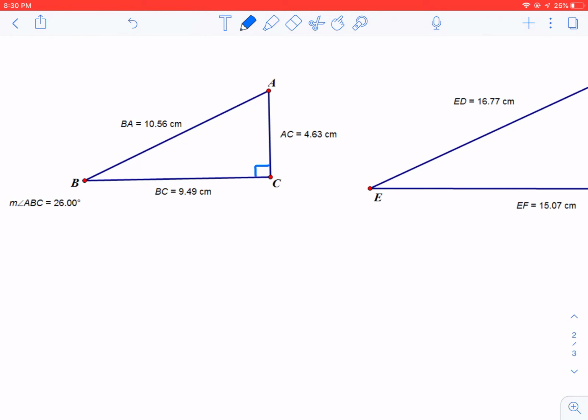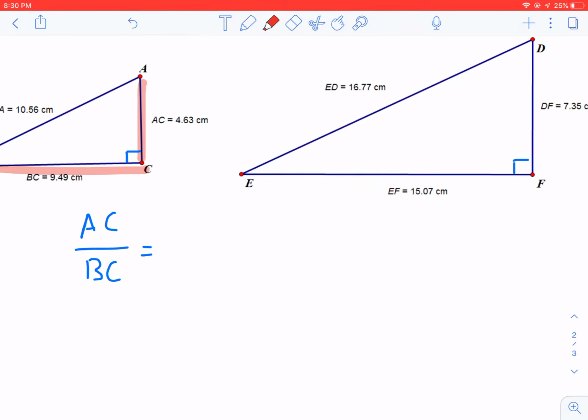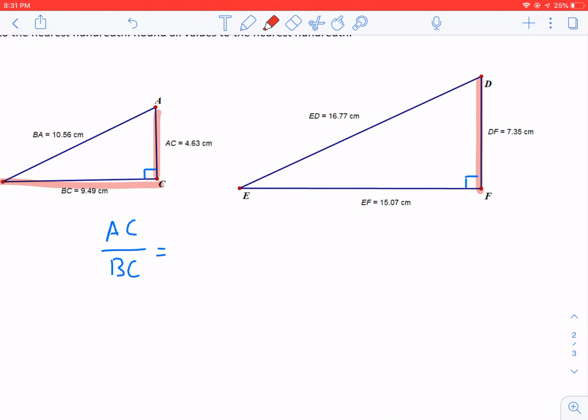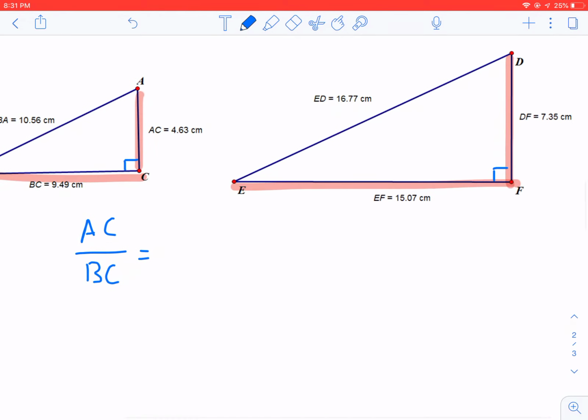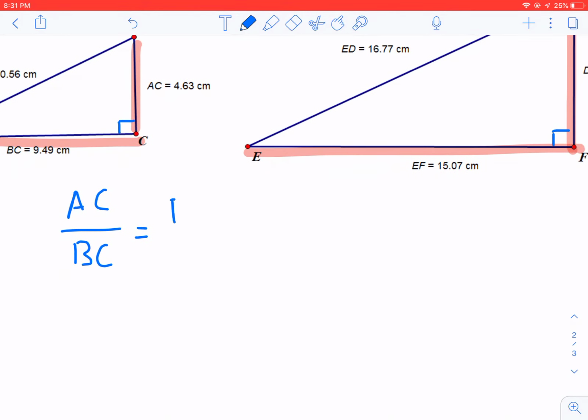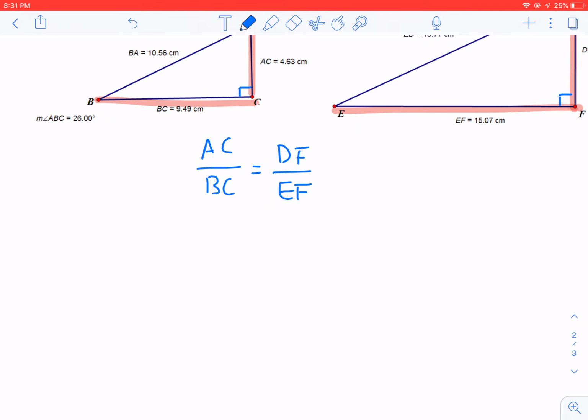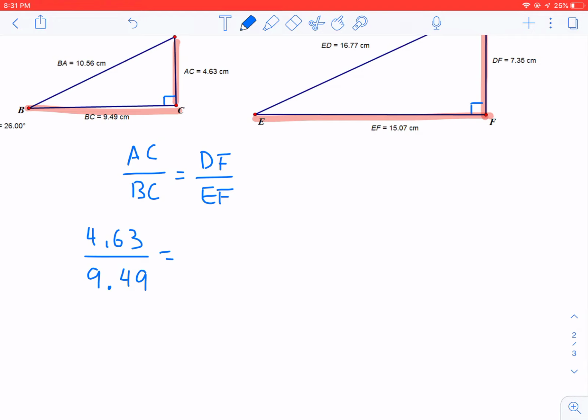So, for example, if I do AC over BC, right, this leg over that leg, that should equal this leg over that leg, right? Shorter leg over longer leg. That should equal DF over EF. So if I do 4.63 divided by 9.49, is that equal to 7.35 over 15.07?